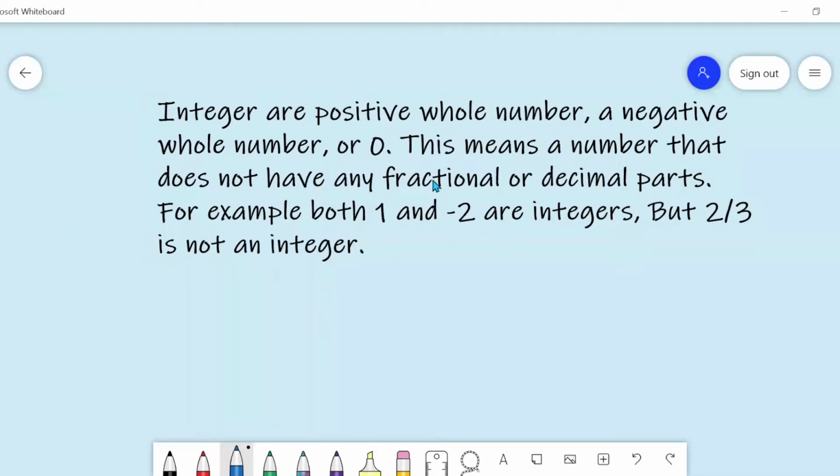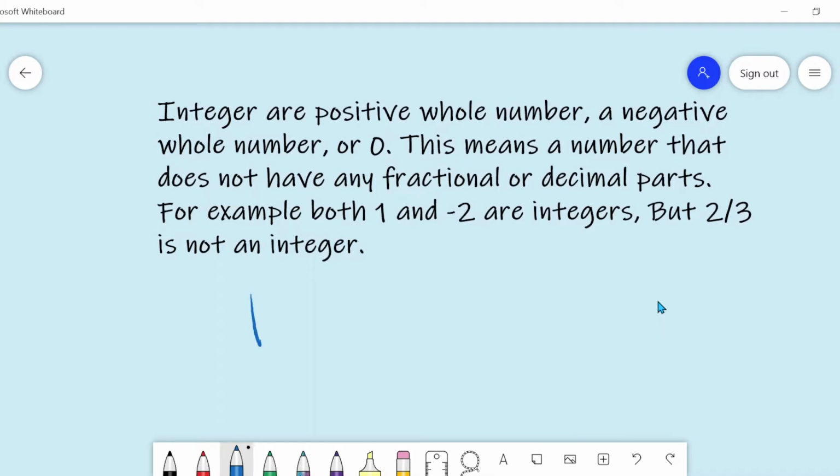What are integers? Integers are positive whole numbers, negative whole numbers, or zero. This means a number that does not have any fraction or decimal parts. For example, both 1 and -2 are integers, but 2 by 3 is not an integer. I'll tell you why. So if we take 1, this is an integer. I'll tell you why again.